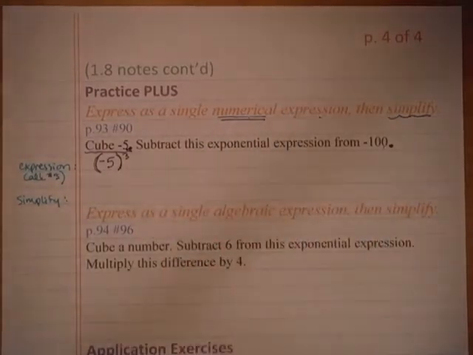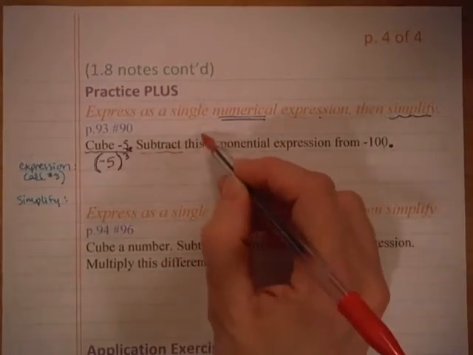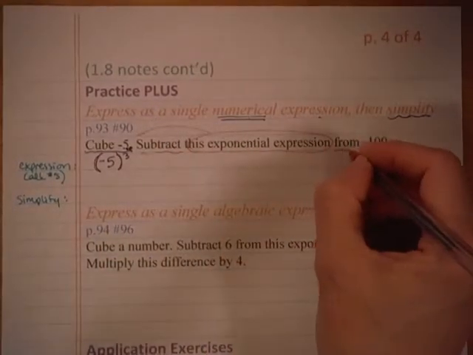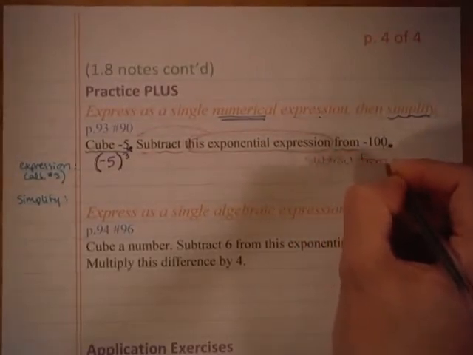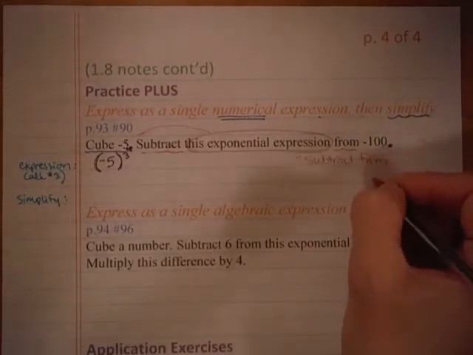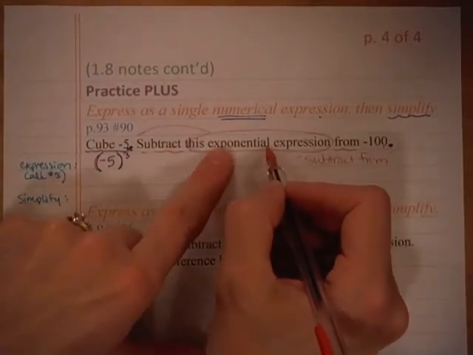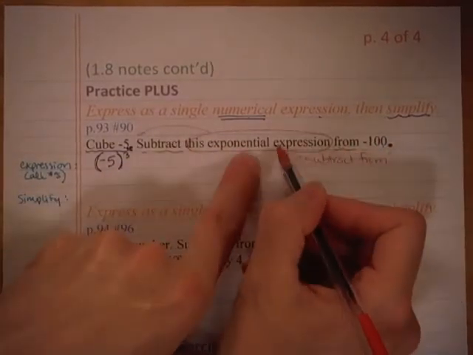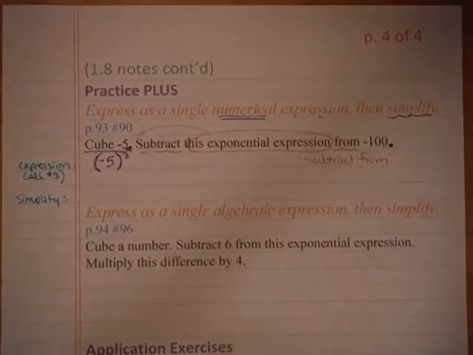Next I'm seeing subtract. Okay. Subtract what? Well, I'm subtracting something, this exponential expression. So what I just did, I'm going to subtract this from negative 100. There's that subtract from that we've seen so many times. I'm subtracting something from something else. Okay? So if you need to, think of numbers. Well, which order does that go? Is that going to be the exponential expression minus the negative 100, or is that negative 100 minus the exponential expression?